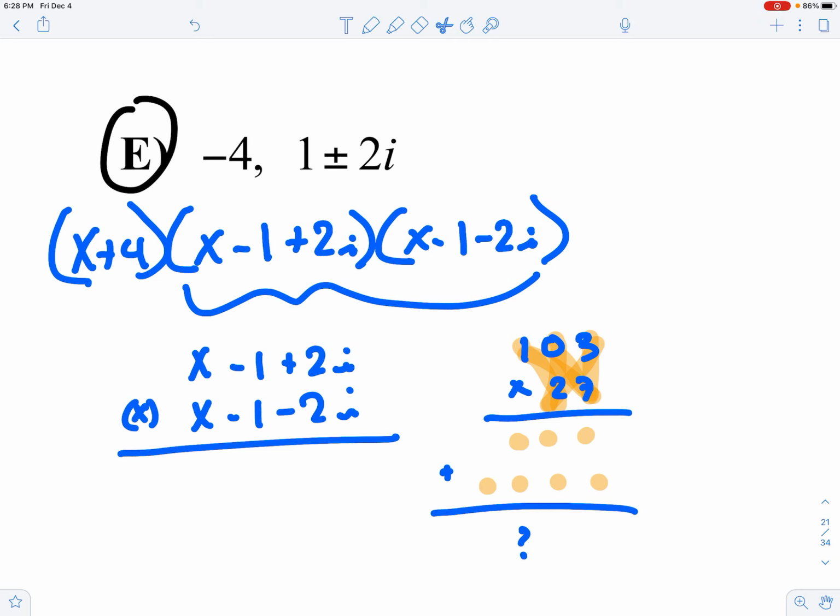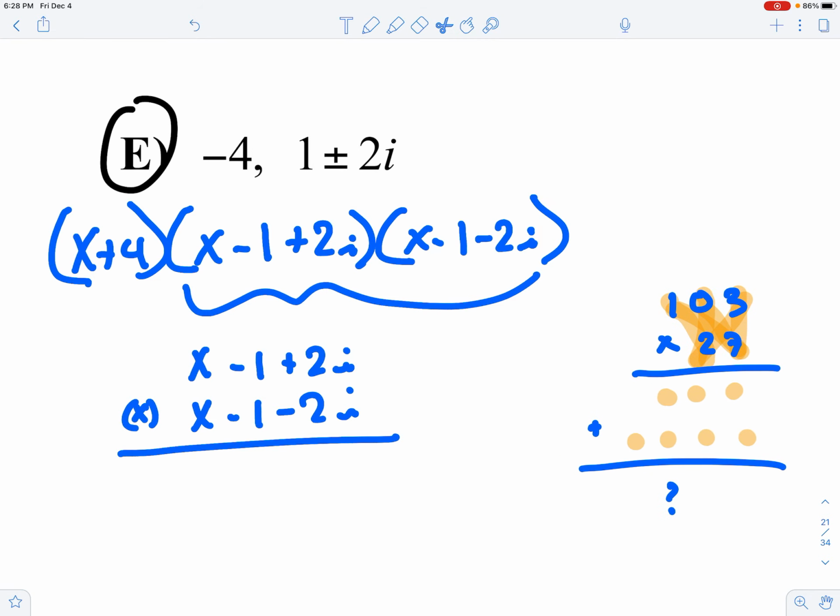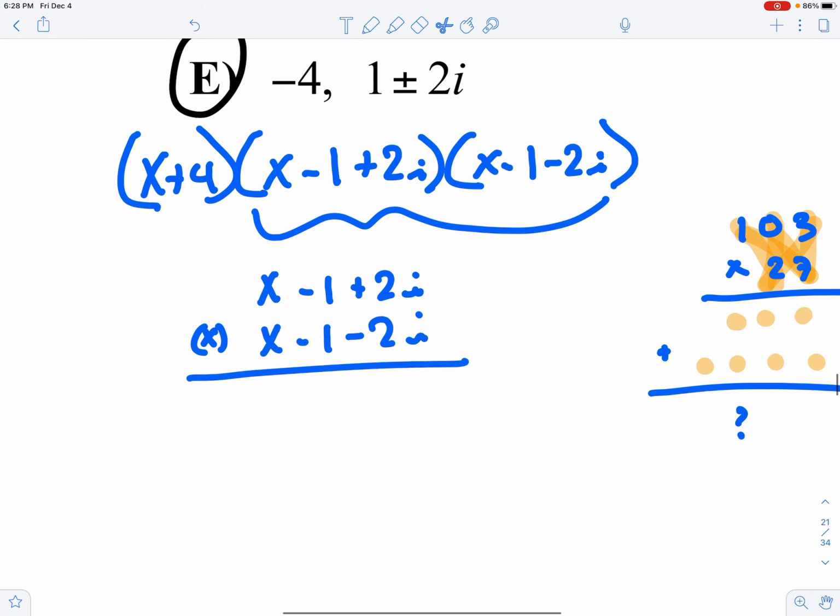So using that same concept, let's go ahead and do this. This is the last piece of the video, by the way. So I'm going to go ahead and take my 2i and multiply it by these 3 parts.